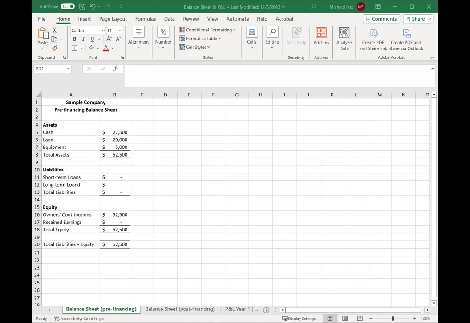And in essence, you can see that this company has $27,500 in cash, $20,000 in land, and $5,000 in equipment. And all of that was financed by the owner's contributions. So they haven't received any funding from a bank or from any other sort of lender, nor have they sold stock to outside parties. This is just the business's financial position before any financing other than the owner's financing.